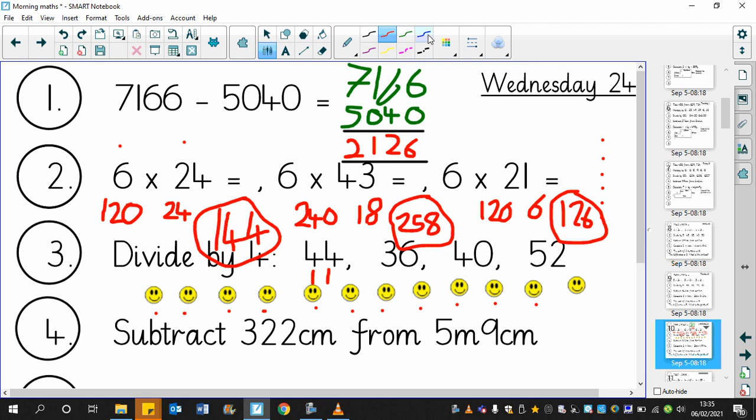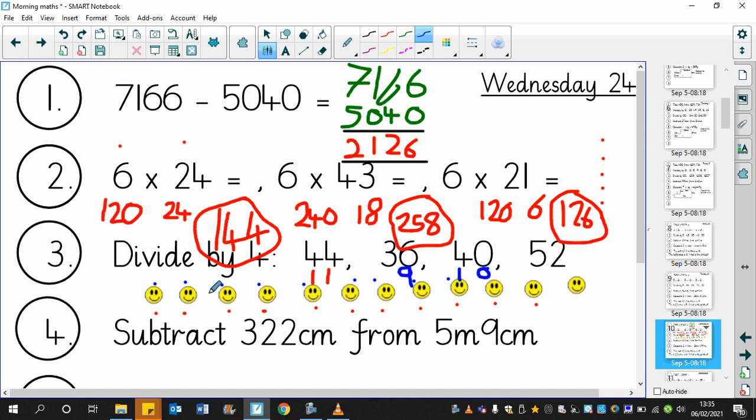Right, change colour, go to blue. 36. So 4, 8, 12, 16, 20, 24, 28, 32, 36. How many of those? 1, 2, 3, 4, 5, 6, 7, 8, 9. So there are 9 4s in 36. If we divide 36 by 4, we get 9. 40 divided by 4 is easy peasy, and that is 10.